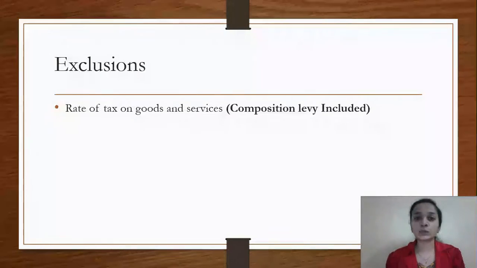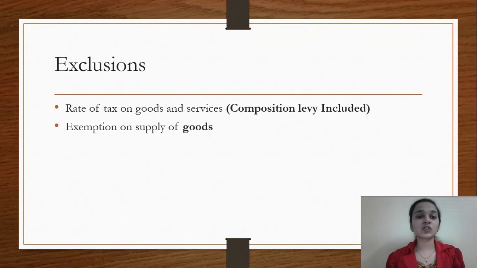They are still included. And apart from this, exemption on supply of goods. So we've studied that there are some goods which are exempted under the chapter of exemptions under GST. So therein we've studied several goods and services which are exempt from GST. So here the exclusion which comes up here is exemption on supply of goods. Which means that exemption on supply of services are not excluded. They are still very much part of your syllabus. They are not excluded from the course. Only exemption on supply of goods is something which has been excluded for the examination purpose.